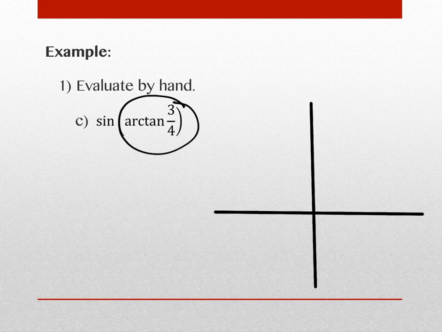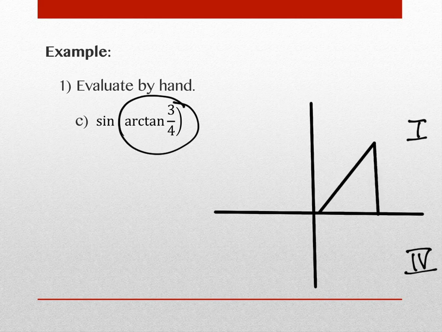Arctangent. Okay, where is tangent positive? Which quadrant? Quadrant 1 and 3. And if I'm working with arc-trig functions, I am stuck in quadrants 1 and 4, right? So am I going to be in quadrant 1 or quadrant 4? Quadrant 1. That's the reason I drew the triangle the way I did, because I'm in quadrant 1. If I'd had a negative 3 over 4, I would have drawn it upside down, and I would be in quadrant 4.